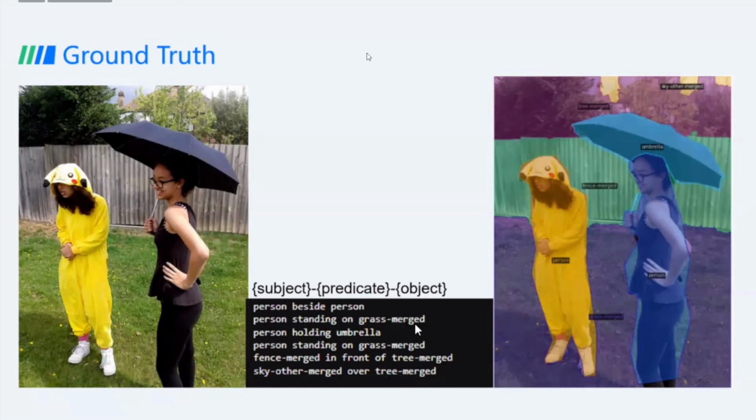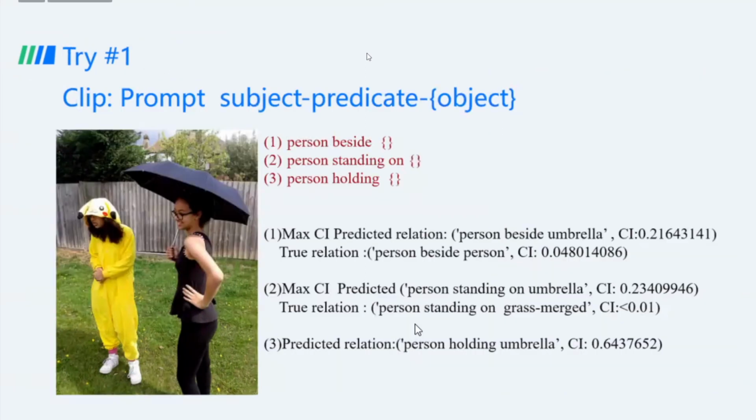The first idea is using prompt inference to correct object words in the triplets. The object word is the last word in the sentence. The three prompt templates I tried are: person beside something, person stand on something, and person holding something. I concatenate every possible object to the end of them to form a sentence and feed them into CLIP along with the image to predict a confidence level.